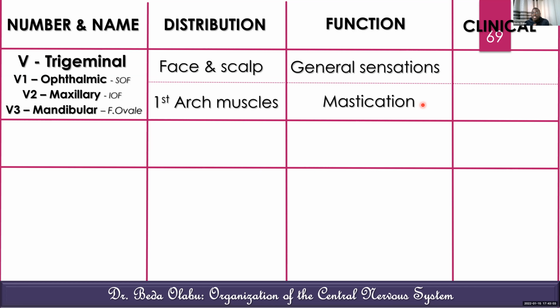There are a few others that are still derivatives of the first arch, but they are not attached to the mandible. They are in the ear. All in all, the first pharyngeal arch muscles are supplied by the trigeminal nerve. Now, the division of the trigeminal nerve that is actually motor is the mandibular division. So it's only the mandibular division of the trigeminal that has motor functions. The other two divisions do not have this motor function.